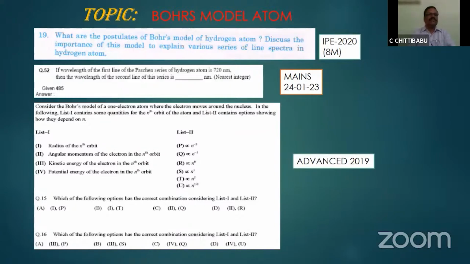Look at this, gentlemen. If the wavelength of the first line in the Paschen series of the hydrogen atom is so and so, this is the question that was given in the recently held Mains examination. I have taken only the recent examination papers. That question was asked based on Bohr's atomic model. Remember, the same Bohr's atomic model: the relation between radius and orbit, the relation for angular momentum of the electron, the relation between kinetic energy and potential energy, all related to the orbit number, which are the postulates of Bohr's atomic model itself.